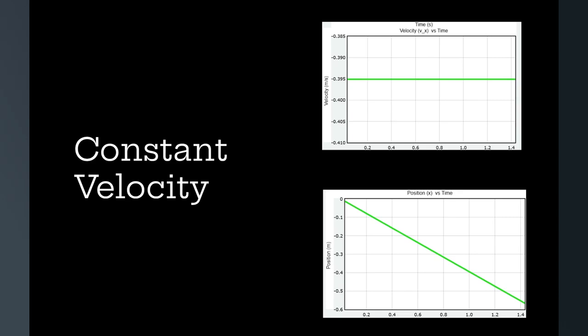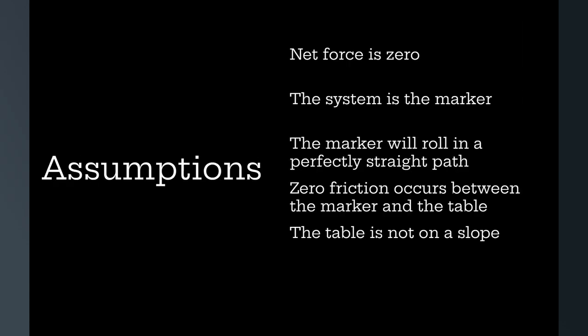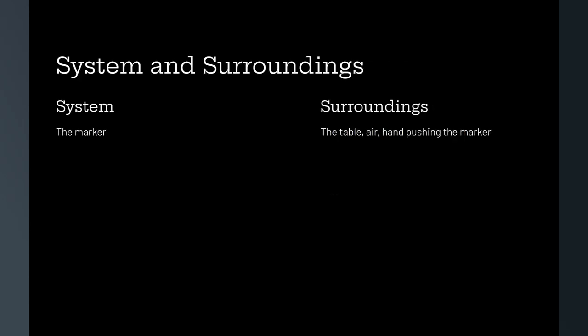So as we're looking at it, ideally our position versus time graph is like the one below, where it's just a straight line, and velocity does not change in the velocity versus time graph. It is a constant. So some of our assumptions are that net force equals 0, and that the system is the marker. The marker will roll perfectly straight, and there's zero friction between the marker and the table, and that the table is not on a slope, and that there are no other forces acting on it, ideally.